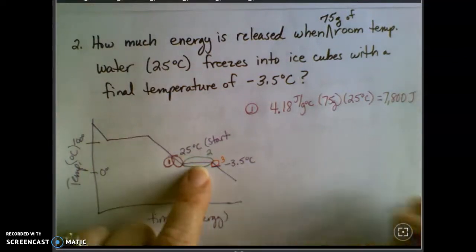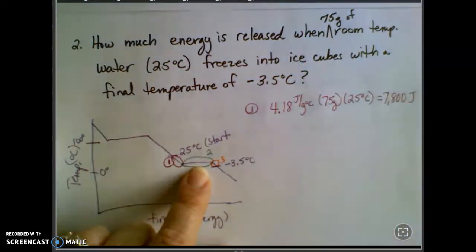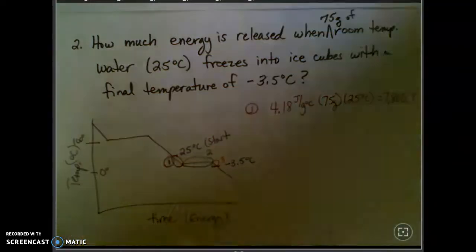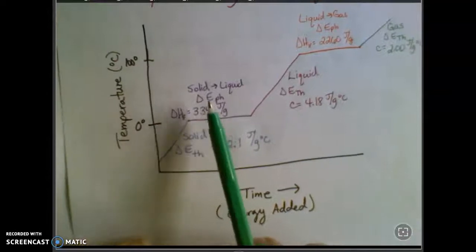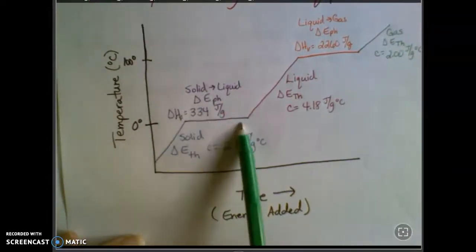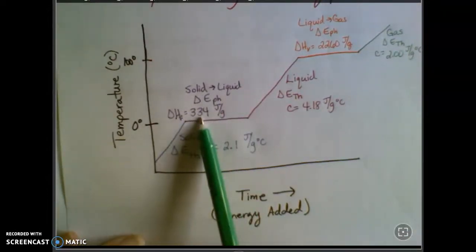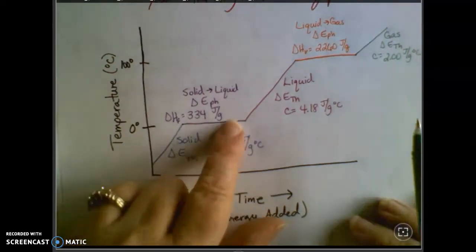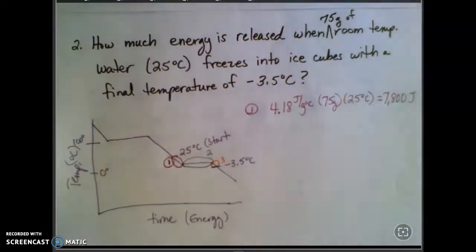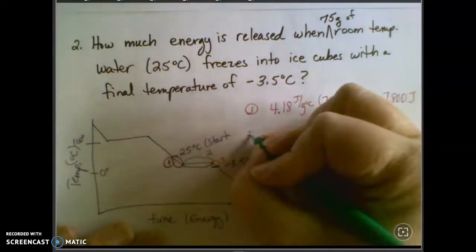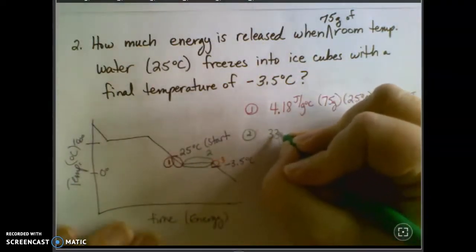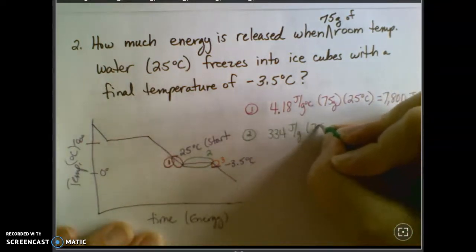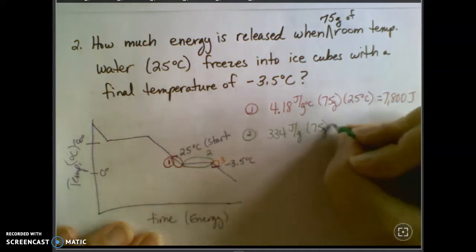Now the second part of this, the water is now at 0 degrees, so it's ready to freeze, and this is our state change. So I'm right here, the low temperature plateau. It takes 334 joules for every gram that freezes. And again, there is no temperature change, so I just don't have that part of this problem in this calculation. 334 joules for every gram, and I've got 75 grams.